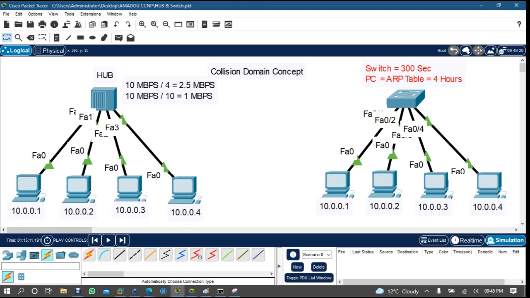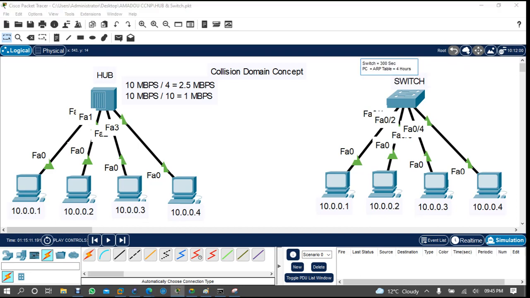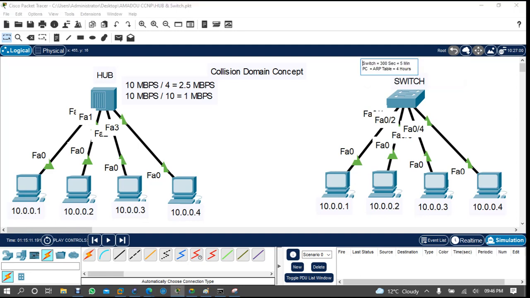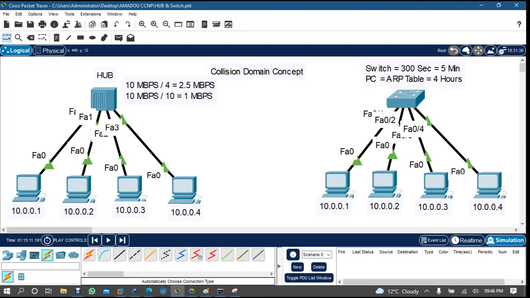And if there is no communication for that same destination for the last 4 hours, then the PC will remove the information. Same for the switch: if there's no activity for 5 minutes, it will delete the information from the switching table, or you can say the MAC table.